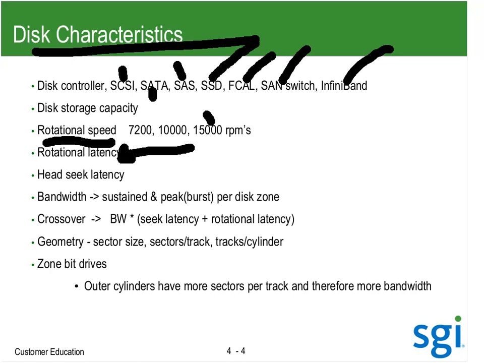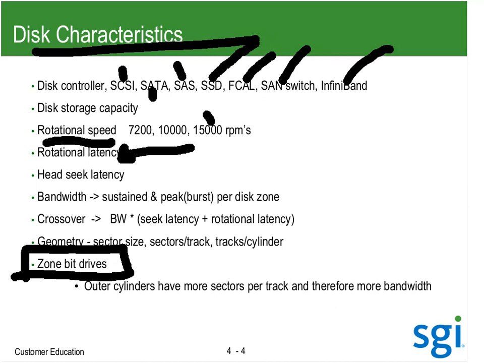And be aware, our disk drives, particularly these Seagate fast drives, are what are called zone bit drives. They pack more sectors per track on the outer cylinders. There's more circumference to them. Your logical block counting starts at the outer cylinders. Block zero is at the outer cylinders, and we go towards the center of the drive.